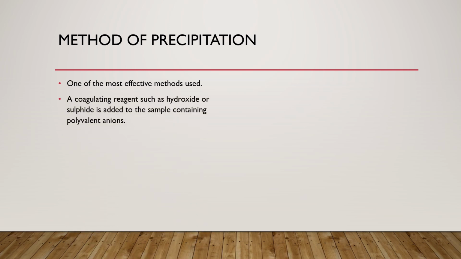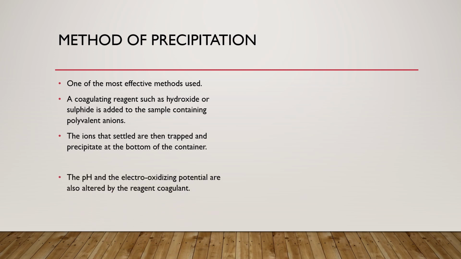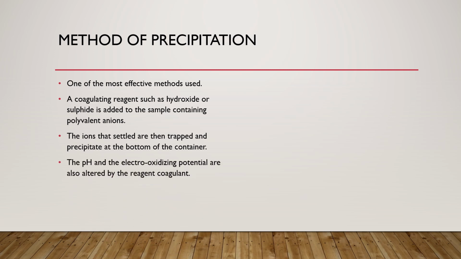For one, we're making use of a coagulating reagent such as hydroxide or sulfide, and we're combining it with a sample that contains a polyvalent anion. Now, a polyvalent anion is an anion that has a valency higher than 1. So, once we combine the two, we form a precipitate, which then settles at the bottom of a container. And by adding this polyvalent anion, we're also altering the pH and the electro-oxidizing potential of the solution.